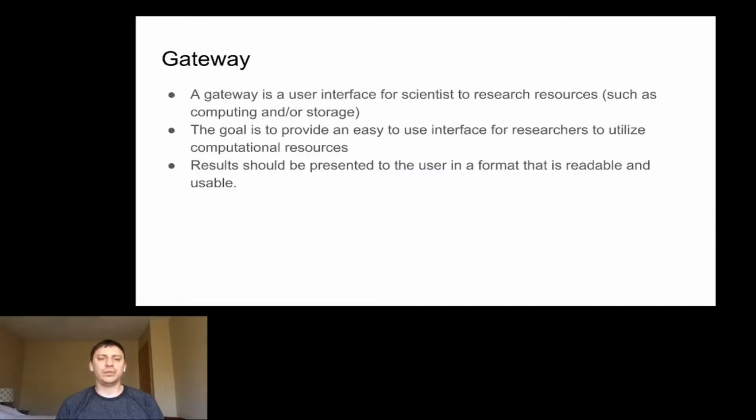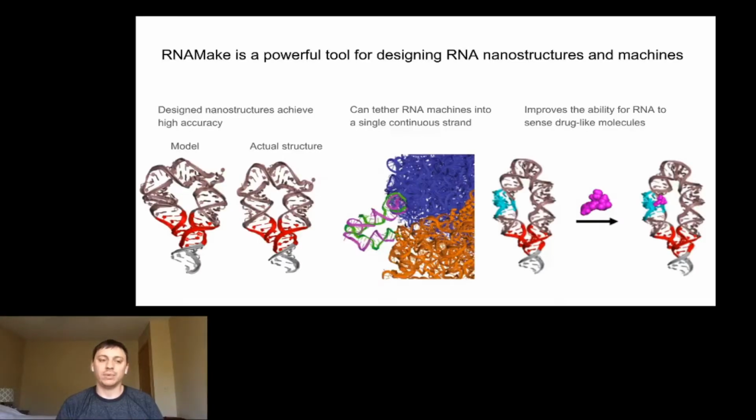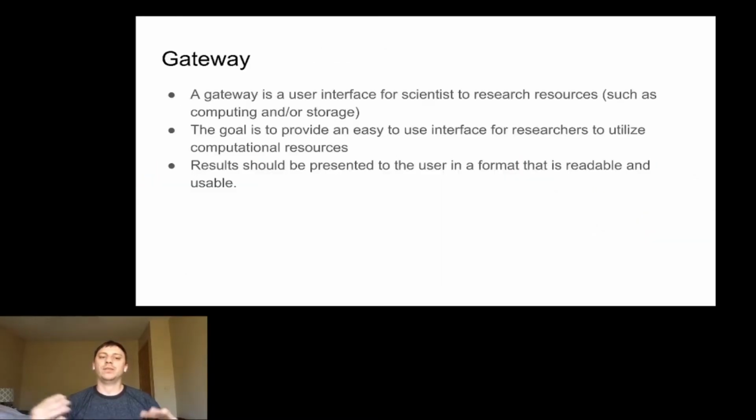So a gateway is a user interface for scientists to use research resources, such as computing and/or storage. The goal is to provide an easy-to-use interface for researchers, and the results should be presented to the user in a format that's readable and usable. So for example, the output should be not only visualized, in the example of RNAMake, very similar to how these pictures look, but also downloadable in formats that are useful for secondary processing if necessary.